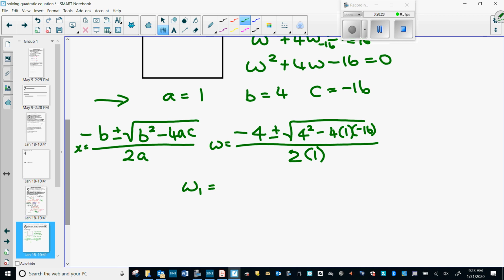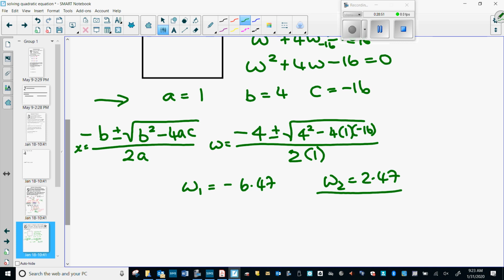Okay, so W1 equals negative 6.47, and W2 equals 2.47. Lovely jubbly. Okay, so in our case, are both of them acceptable? No. Which one do we want then? 6.